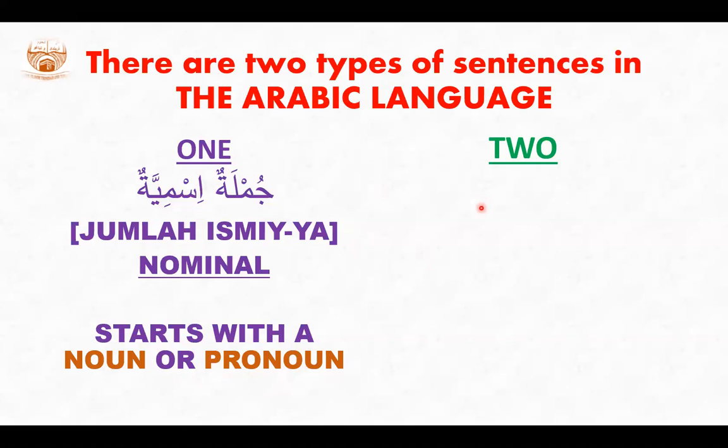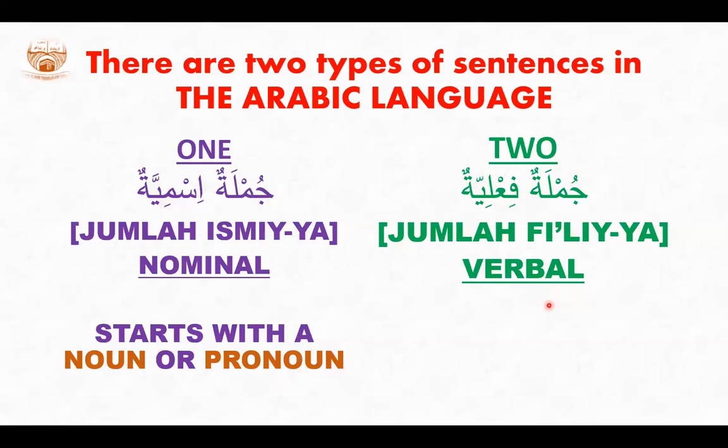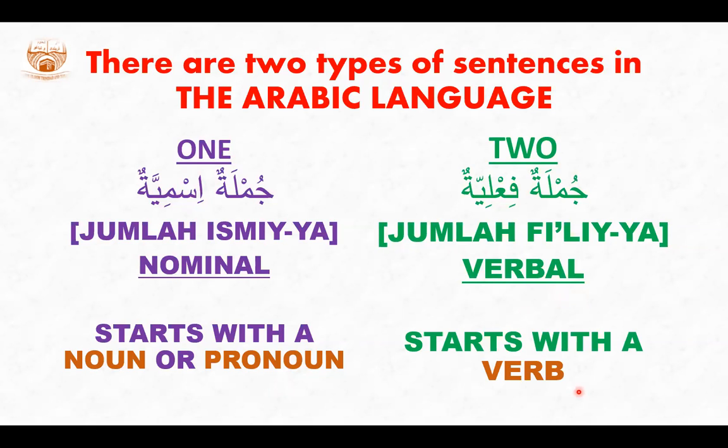And the second type of sentence in Arabic is known as jumlatun fi'liyatun. Jumlatun fi'liyatun, a verbal sentence. So it is verbal. How can you recognize the verbal sentence? It starts with a verb. So let's look at this page. Let's digest some of these stuffs.